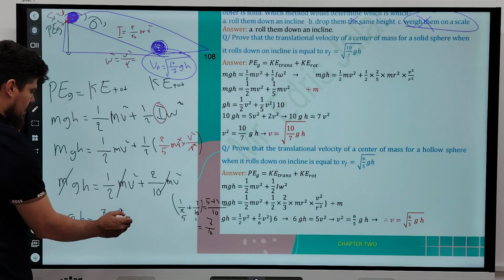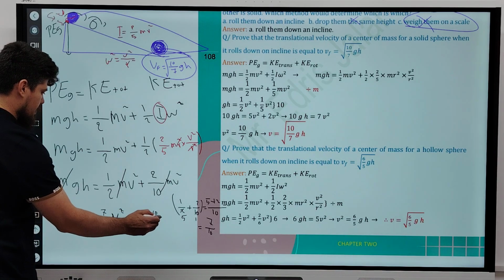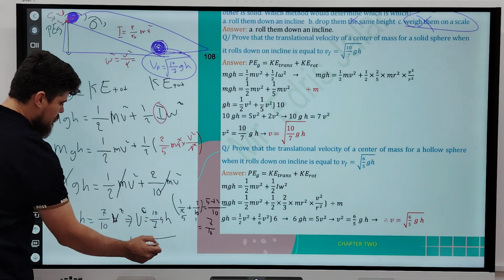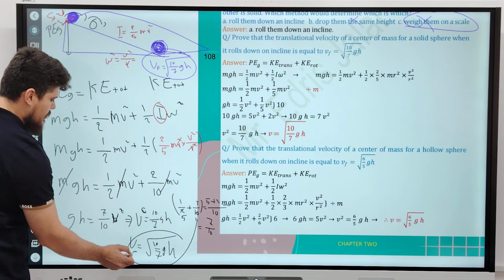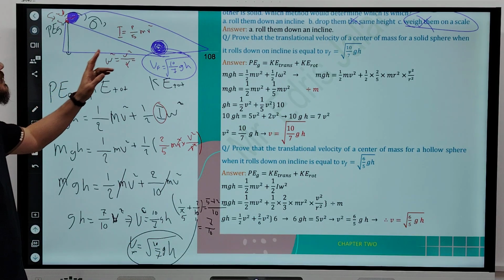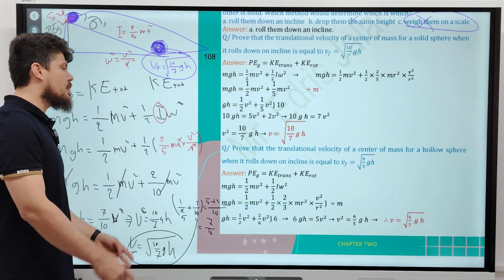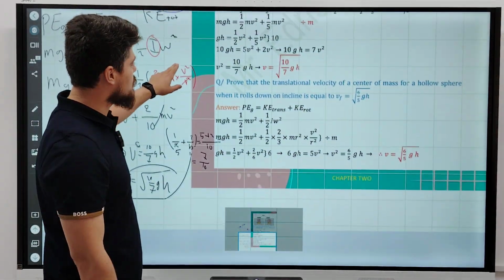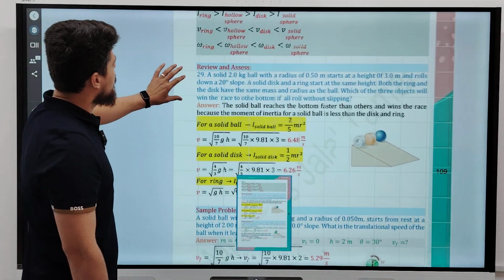So by rearranging this equation, v squared is equal to what? 10 over 7 gh. Take the square root to remove the square. It becomes radical 10 over 7 gh. This is the final velocity for the solid sphere when it reaches the bottom of the incline. It is very important, and you can memorize this value, but I suggest you prove them one by one. This is for the solid sphere, and this is for the hollow sphere. For the ring and the disc it is the same, only the value changes.